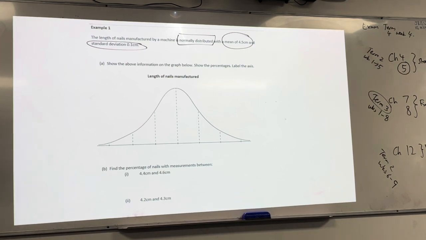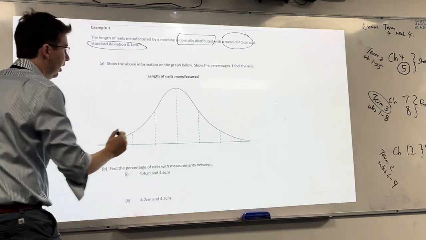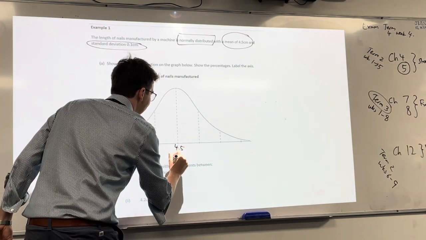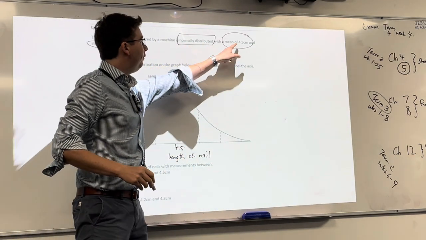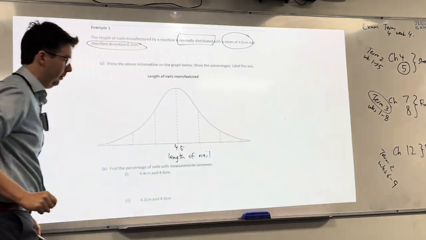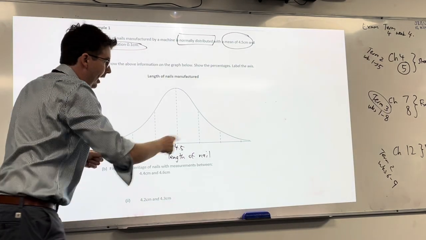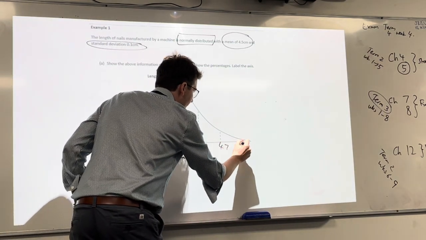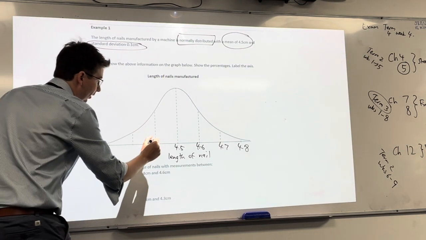Alright, so because it's normally distributed, this is where you might have to flip back and forward between the pages. Let's start with the mean. What's going to go at the bottom of the mean? 4.5. Let's label the axis length of nail. The mean is 4.5, the standard deviation is 0.1 centimetres. So how do I label these other sections? What do I plus? Standard deviation, 0.1. If I'm going to the right, I add, and if we're going to the left, we need to take away.